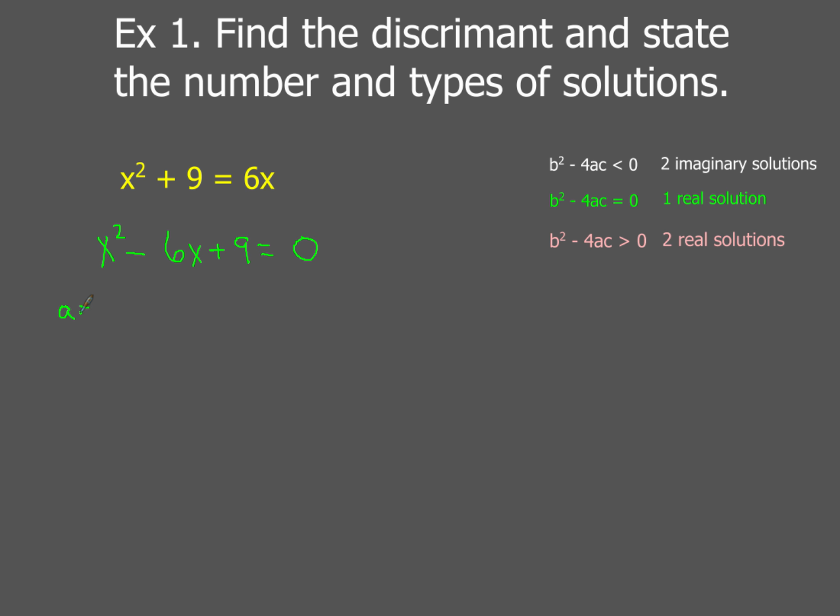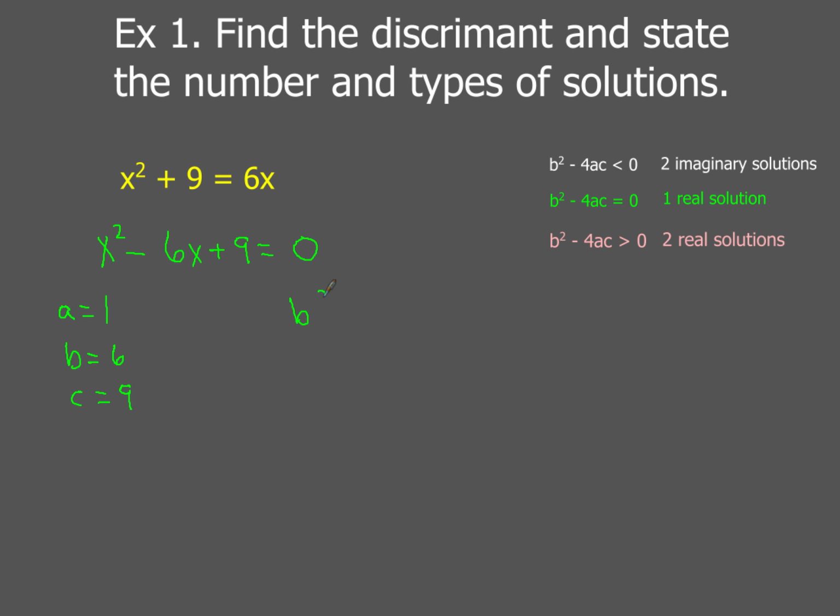So we identify the value of a. Now there's no number in front of x squared, so that's just 1. The linear term is b, and that is negative 6. So the number in front of x is negative 6, and then our c term is, of course, 9.